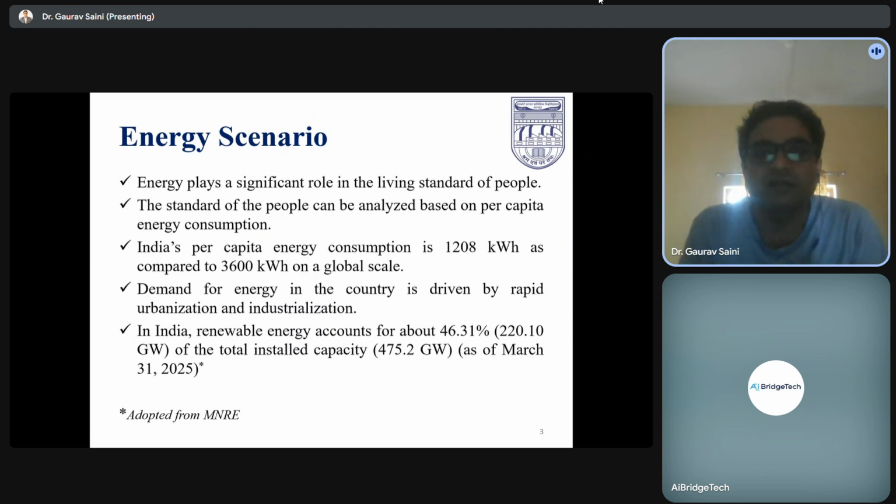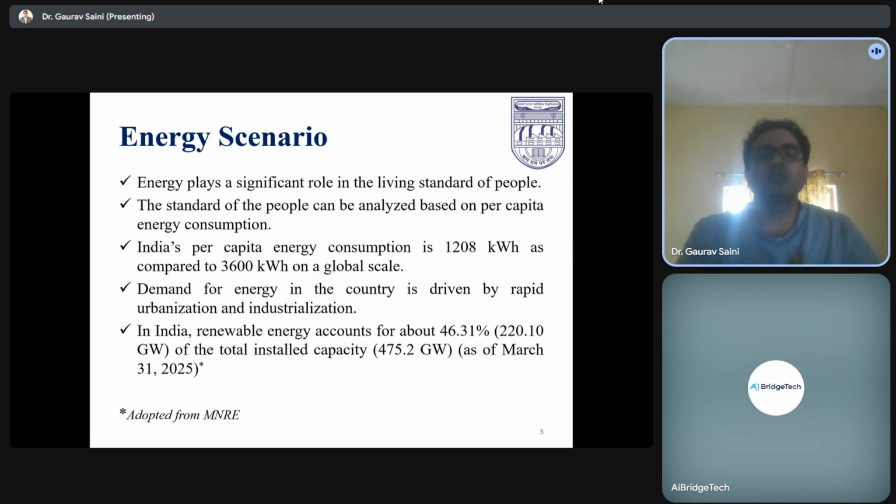Everybody is concerned with energy, and it plays a very significant role in the living standard of people. The standard of living of people is analyzed based on per capita energy consumption. India's per capita energy consumption is about 1,208 kilowatt hour, which is quite low compared to the global scale, which is about 3,600 kilowatt hour.